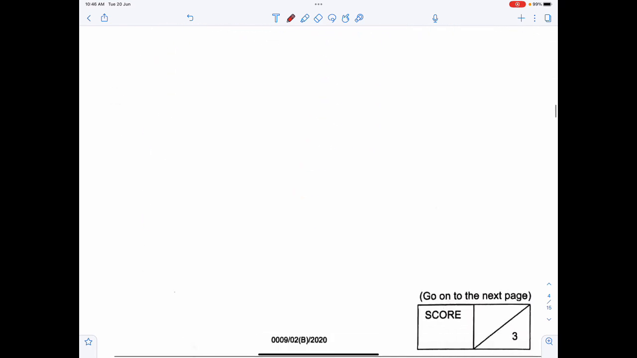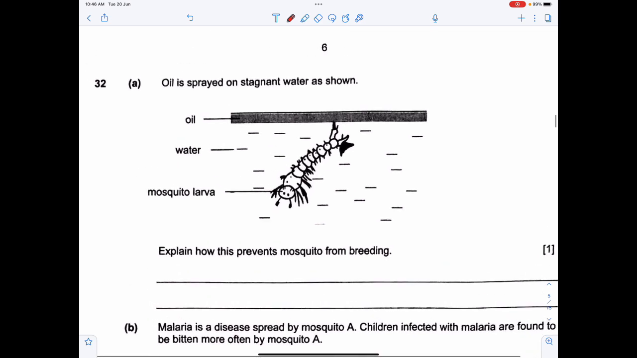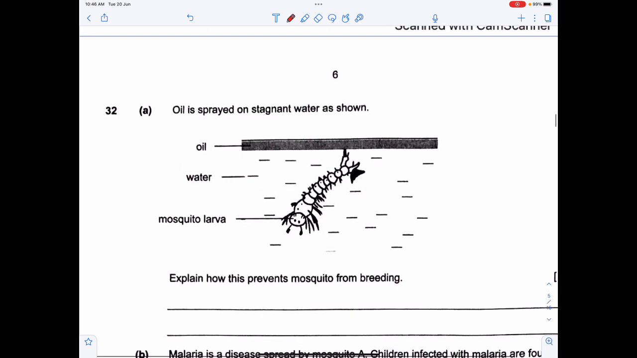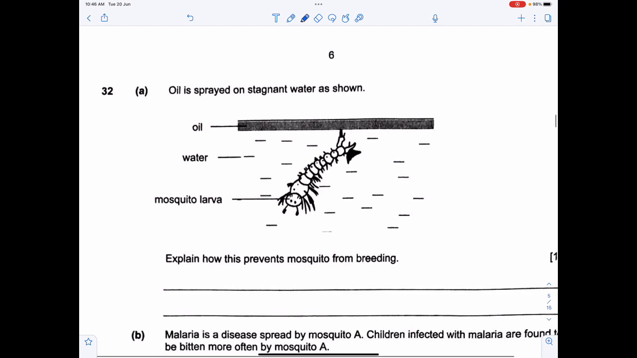Okay, moving on. Okay, this question, I need you to be very careful. This is the part that some of you could have lost marks. Please check that I have circled it out. If I missed it out, just make sure you take note of it. Oil is sprayed on the stagnant water as shown. Explain how this prevents mosquito from breeding.